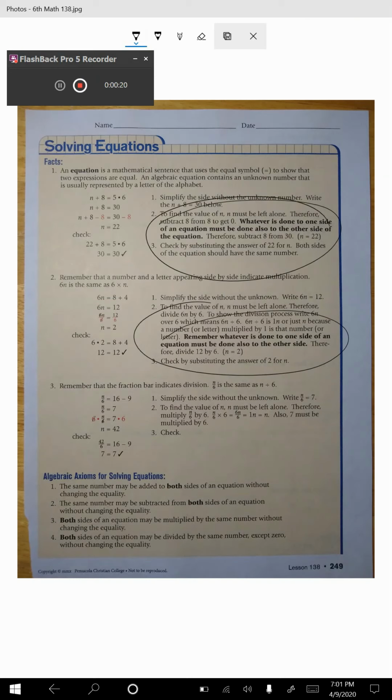Because these are equations and you're solving equations and one side always has to equal the other side. If you add something to one side, you have to add it to the other side. If you subtract something on one side, you have to subtract it on the other side. If you divide on one side, you have to divide on the other side. If you multiply on one side, you have to multiply on the other side. All right, because we always have to keep the equations equal, okay? So just remember that, and hopefully you remember that a little bit from last year.